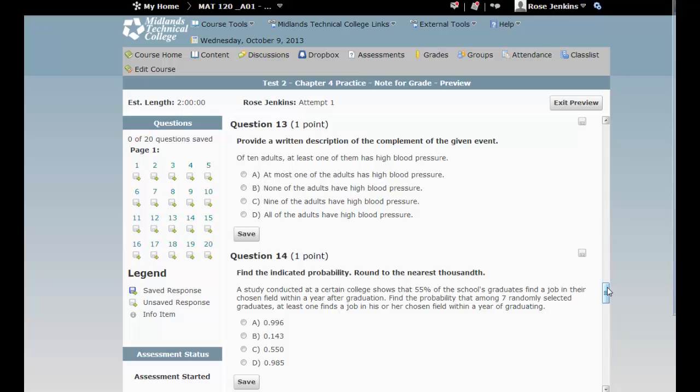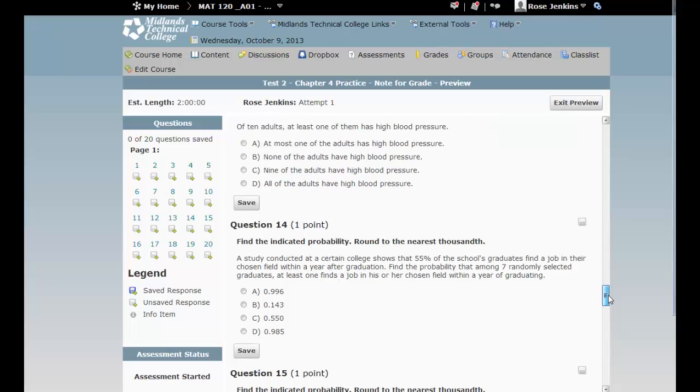Well, we're getting there, it looks like. Right now it's just asking us about complements. So what is the complement? A little baby step right now. And so yes, none or 0 with high blood pressure, that would be the complement of at least one with high blood pressure. So how do we use that in problem 14?